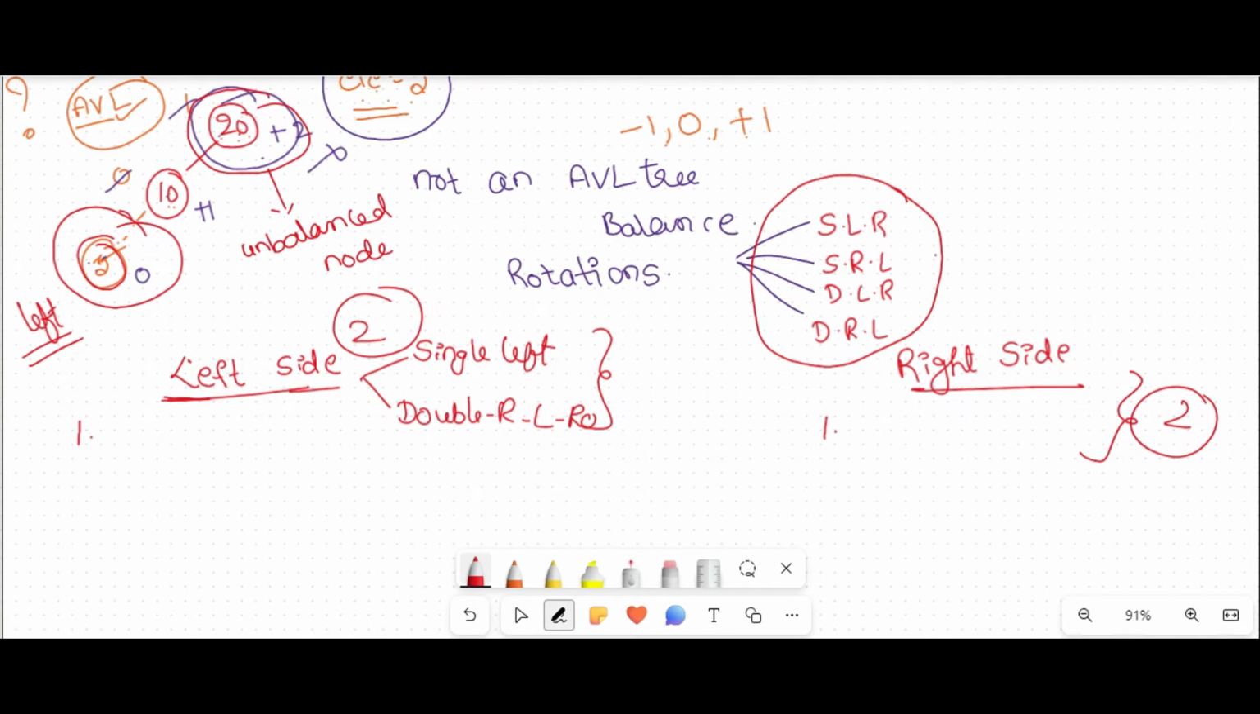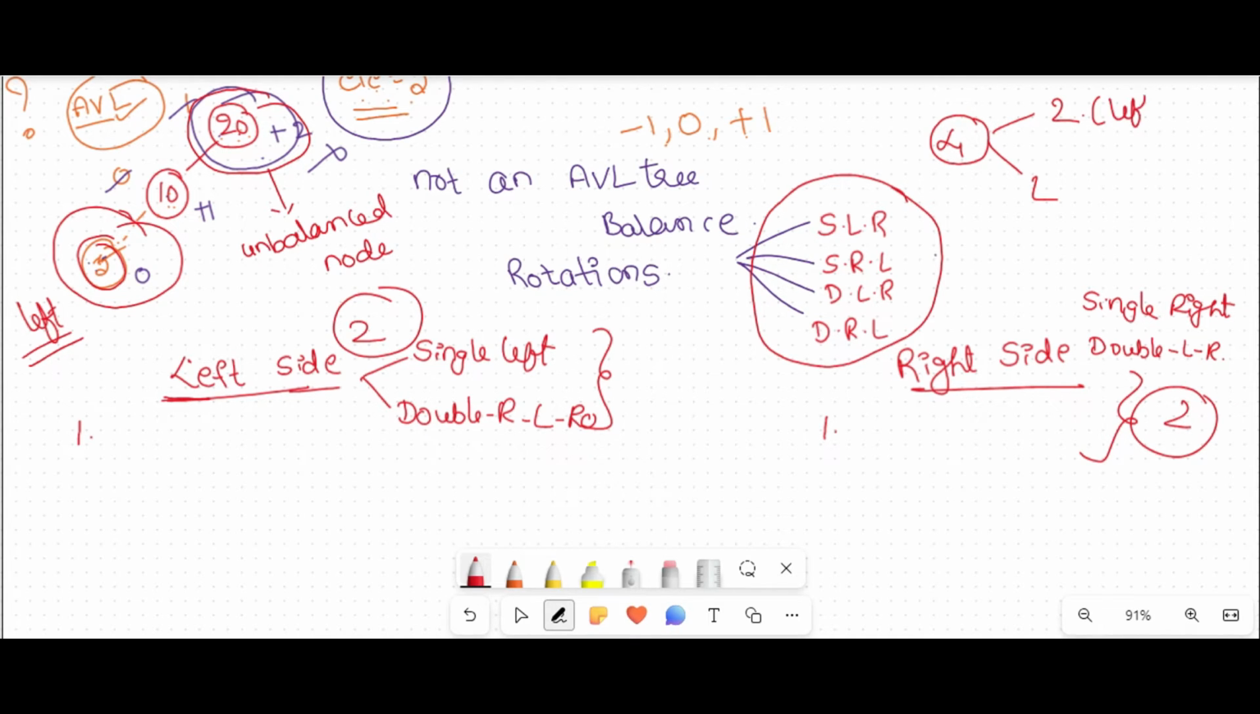So if you have inserted on the left side, these are the 2 rotations. If you have inserted on the right side, then the rotations are single right rotation and double left right rotation. Okay. So now see, again I am telling you, totally 4 rotations. These 4 rotations we have divided into 2. So 2 rotations and 2 rotations.